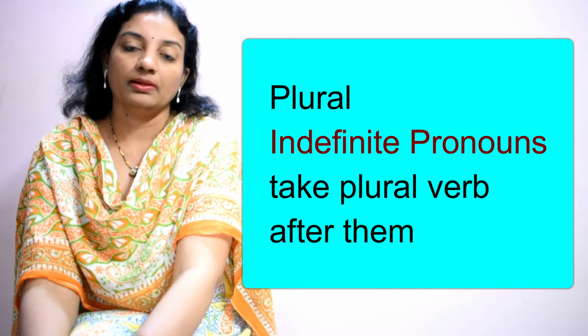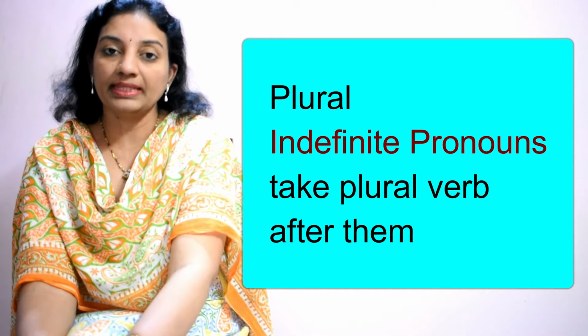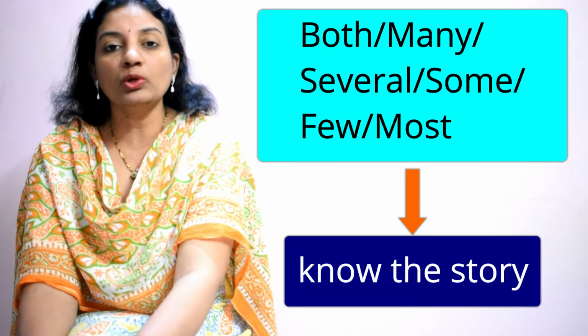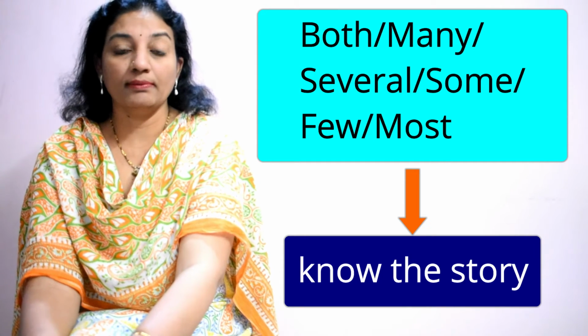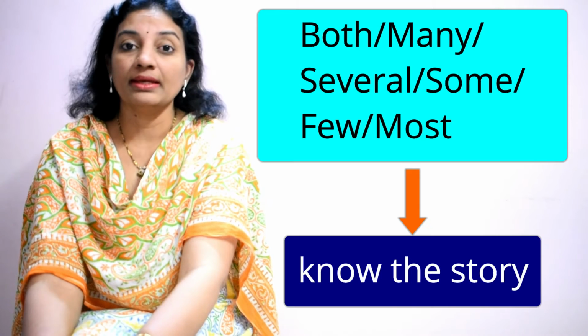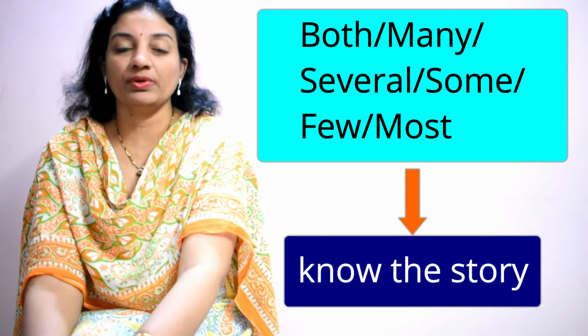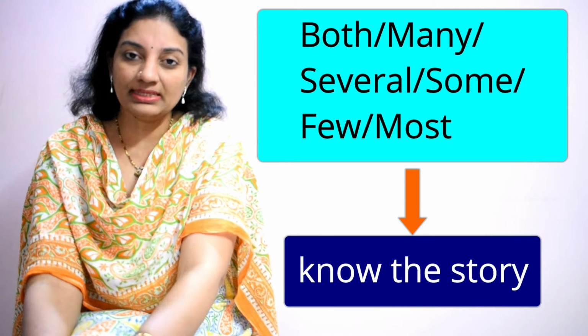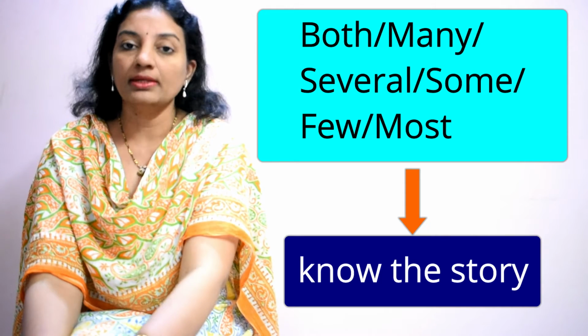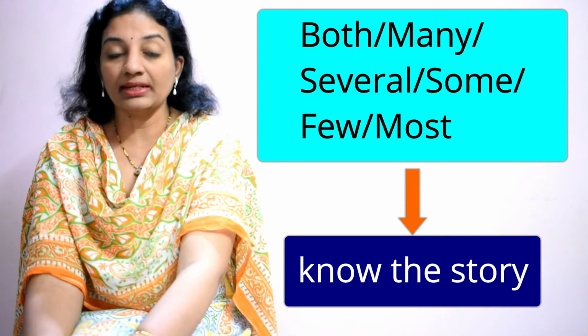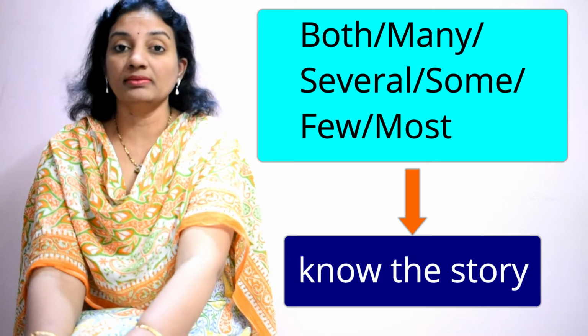Whereas indefinite plural pronouns take a plural verb after them. For example, both know the story. Many know the story. Few know the story. Many of them know the story. Okay? So all these are indefinite plural pronouns which are always followed by plural verbs. Okay? Unlike indefinite singular pronouns.